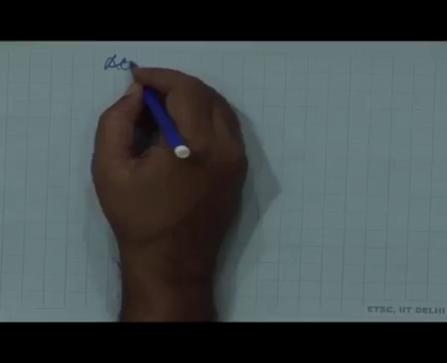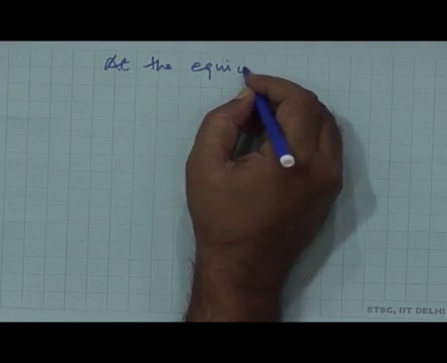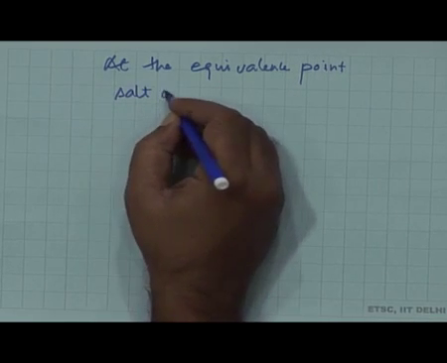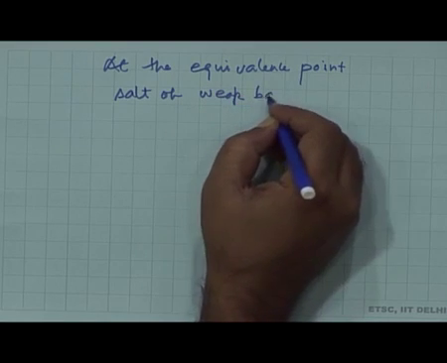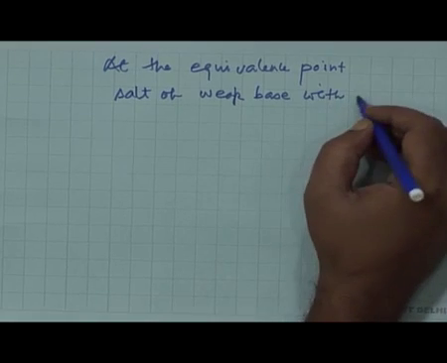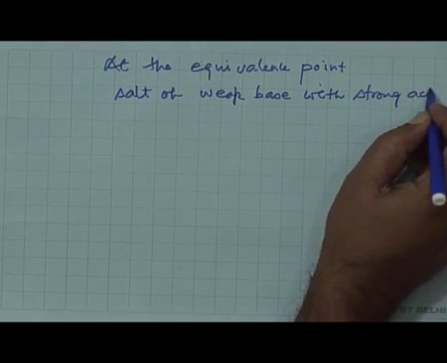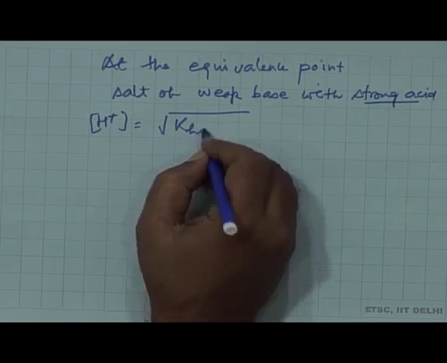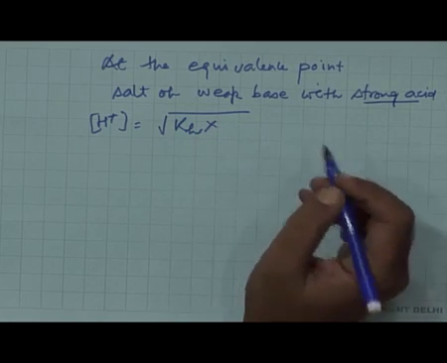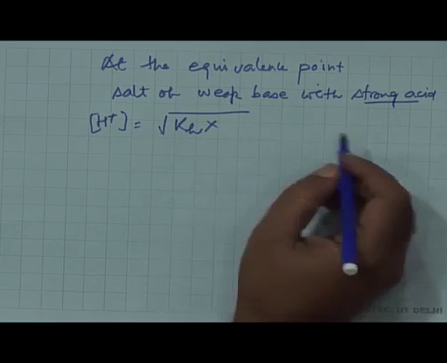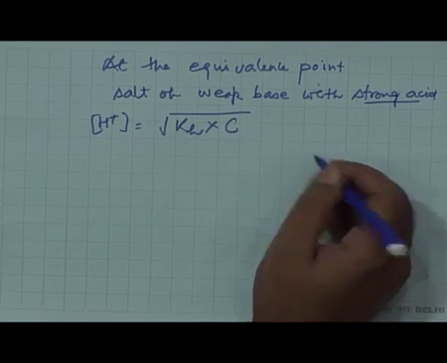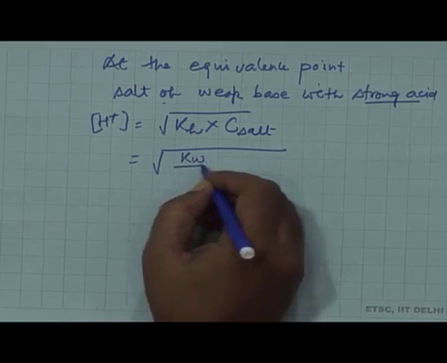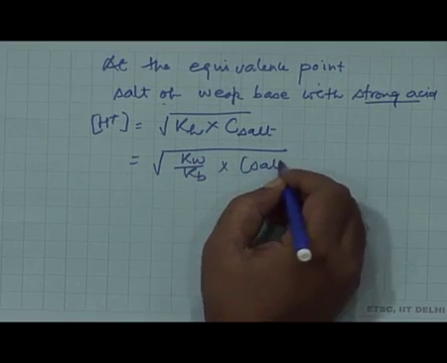At the equivalence point, we have a salt of a weak base with a strong acid. So, you can calculate H plus ion concentration is equal to root under Kh, which is the hydrolysis constant, into C of salt, and Kh in this case will be given by Kw by Kb into salt concentration.